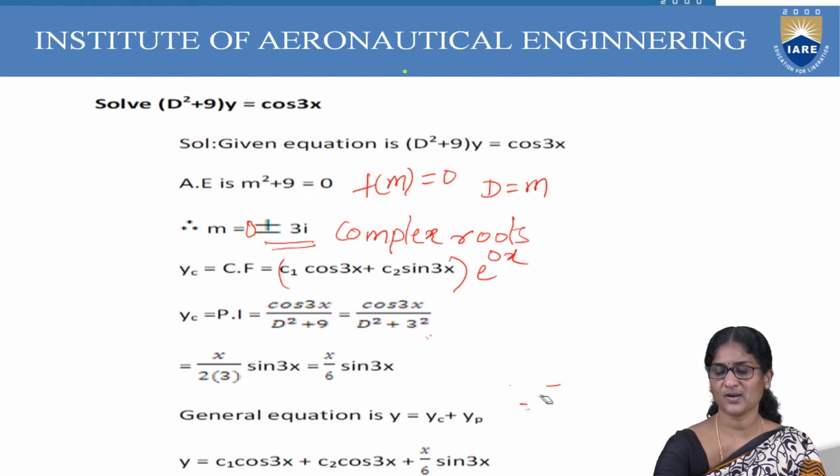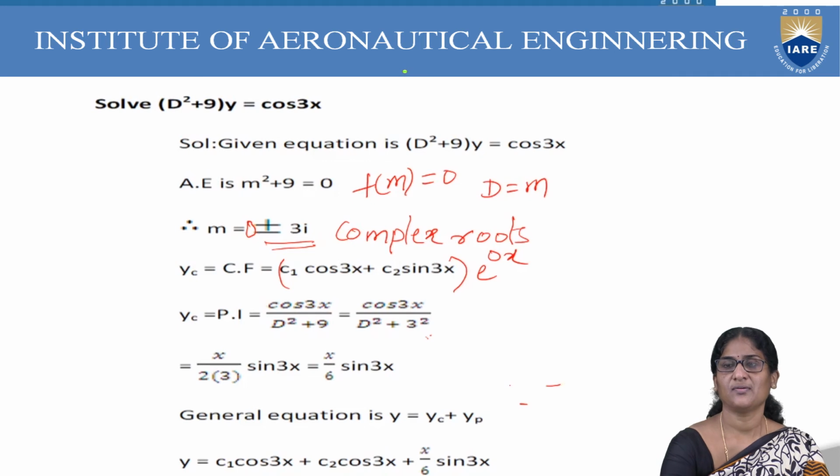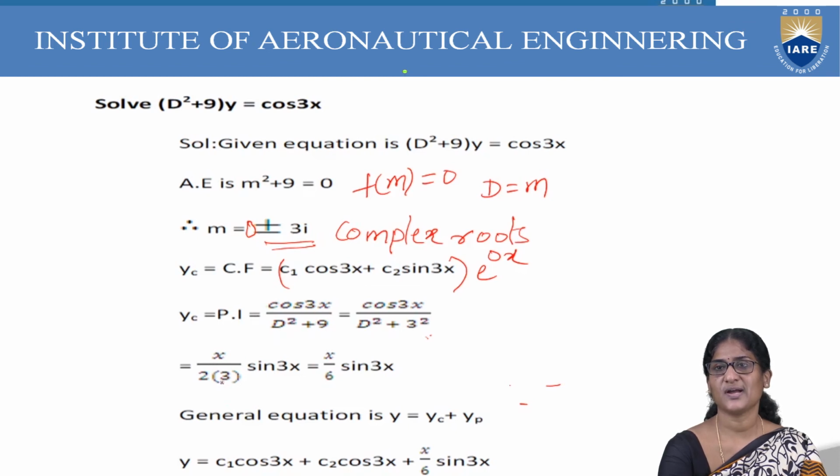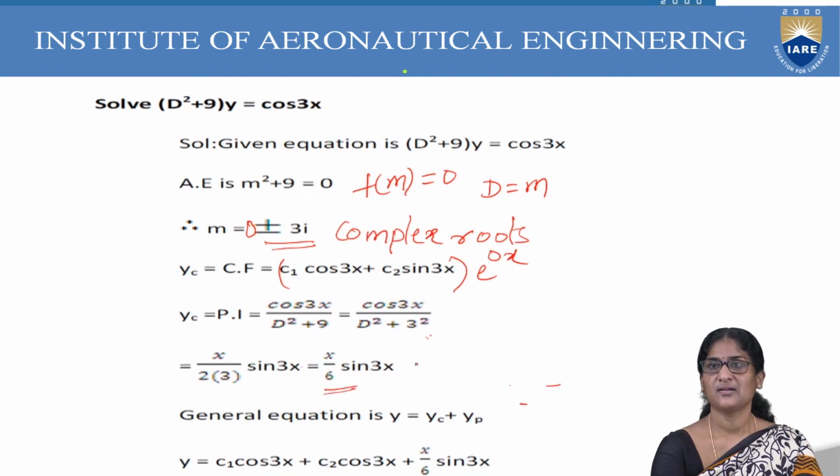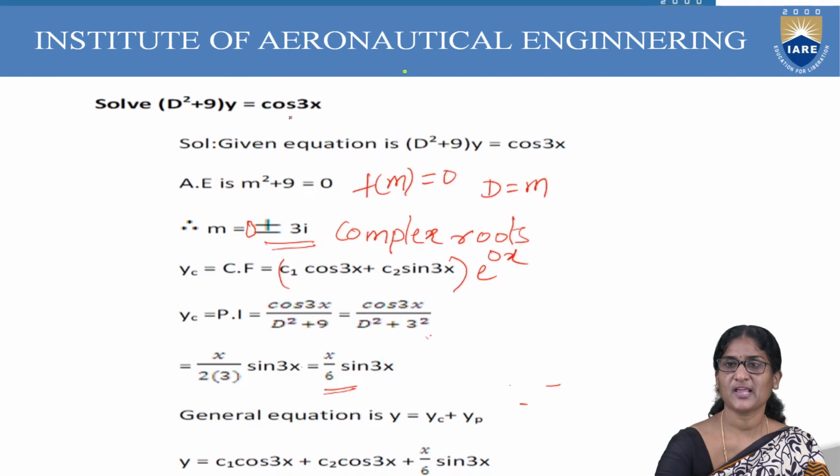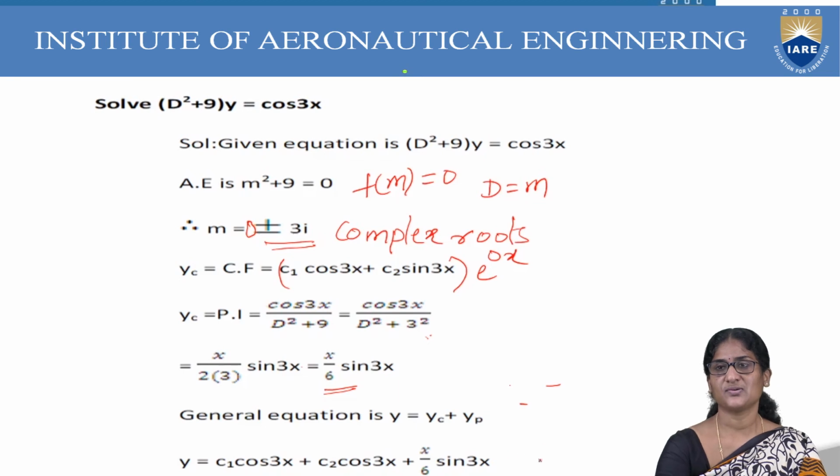Instead, I can use this formula, that is x by 2a into sin 3x, where a is nothing but 3 here. So x by 2 into a into sin 3x. This is the formula. So x sin 3x by 6 is the particular integral for the question that we have taken, that is cos 3x. Again, you add it with the complementary function to get the general solution.